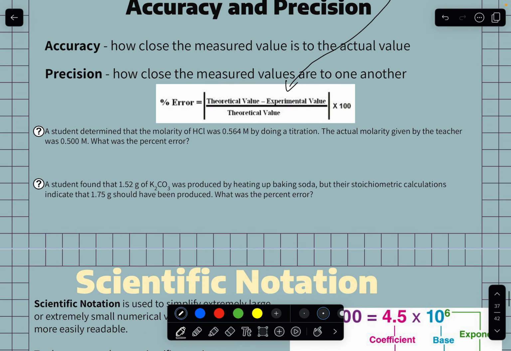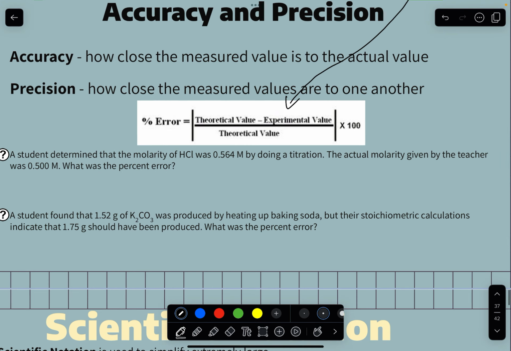All right, so some examples. You have these on your paper. For this first one, a student determined that the molarity of HCl was 0.564 molar, that M is molar, by doing a titration. The actual molarity given by the teacher was 0.500 molar. What is the percent error?